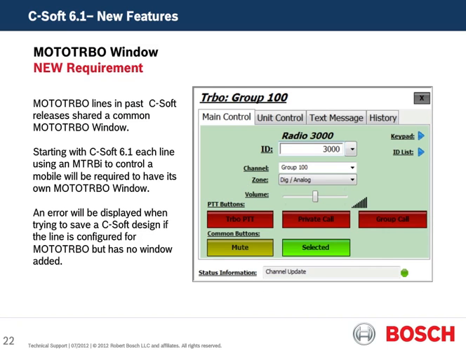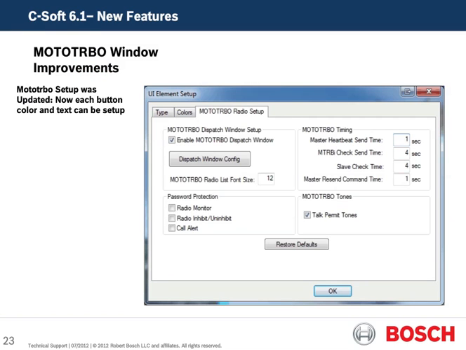6.1 now requires a dedicated Moto Turbo window for each line under MTRBI control. This is a change from earlier versions. Please note this in any updates to your current designs. The new Moto Turbo window adds additional configurability not available before. You can now change colors or text per button.